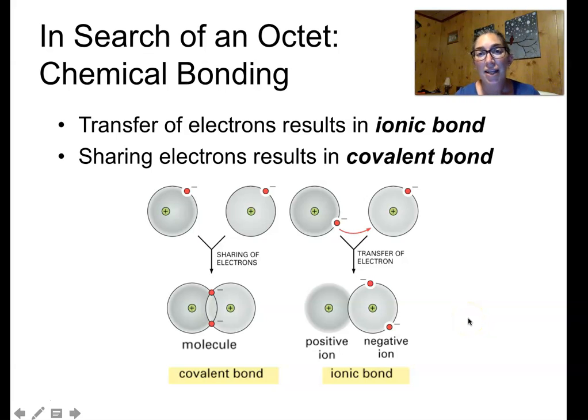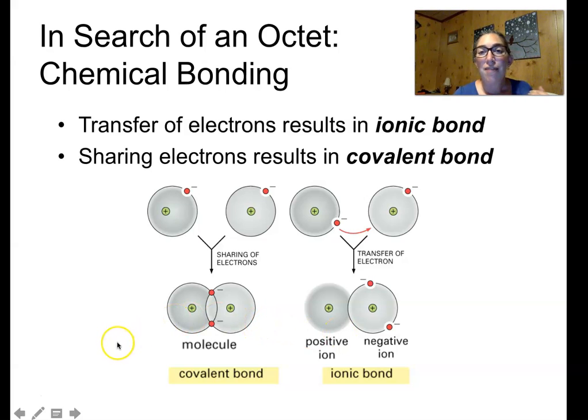Ionic bonding is what happens when atoms gain or lose electrons. When an atom loses an electron, it ends up positively charged because it's lost a negative charge. When an atom gains an electron, it becomes negatively charged. Those positively and negatively charged particles are attracted to each other through opposite attraction. We call that an ionic bond, and we call these charged particles ions. That's why we call it an ionic bond.